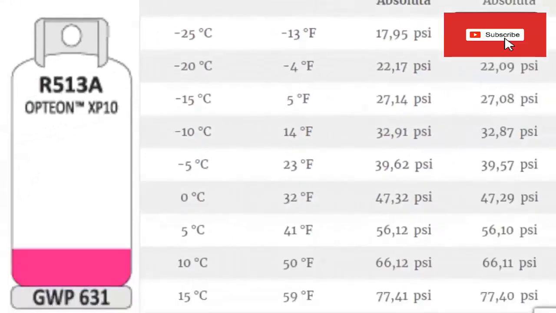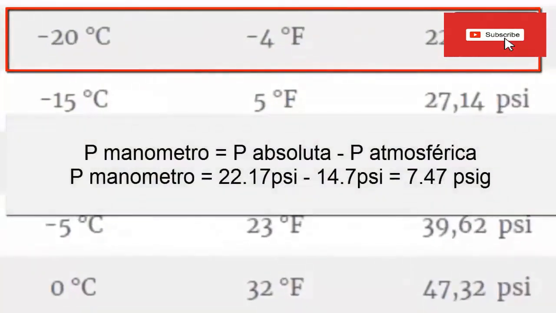So, for example, for an evaporator temperature of minus 20 degrees Celsius, about minus 4 degrees Fahrenheit, according to the table you have an absolute pressure of 22.17 psia. Subtracting 22.17 psi minus 14.7 psi gives a gauge pressure of 7.47 psig.